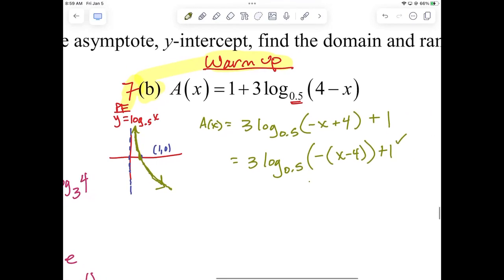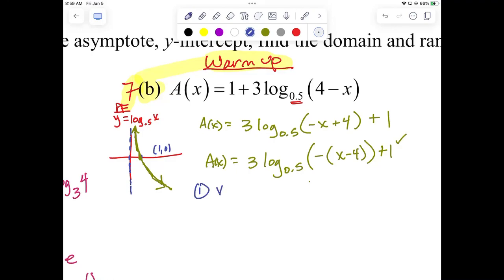Do you have it in standard transformation form? I'll bring down the a of x. Just like that. Now, we can go ahead and describe the sequence here. So I'll do that right here. The sequence, what does the 3 do in front? Vertical stretch by a factor of 3. Very good. Number 2, this is probably one of the more important ones. The negative in front of the x is a what? That's a y-axis reflection.